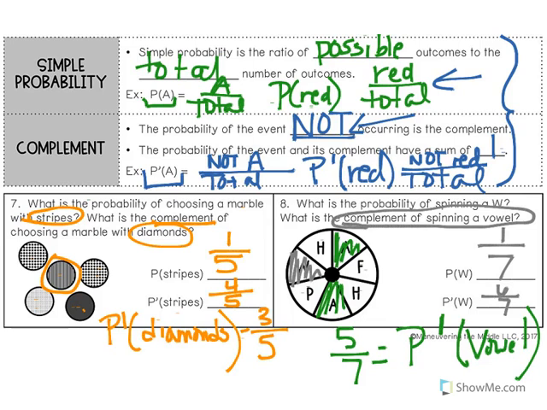So I hope this helps you understand what simple probability is, a single possible event, and how to write your answers and express them as a fraction.